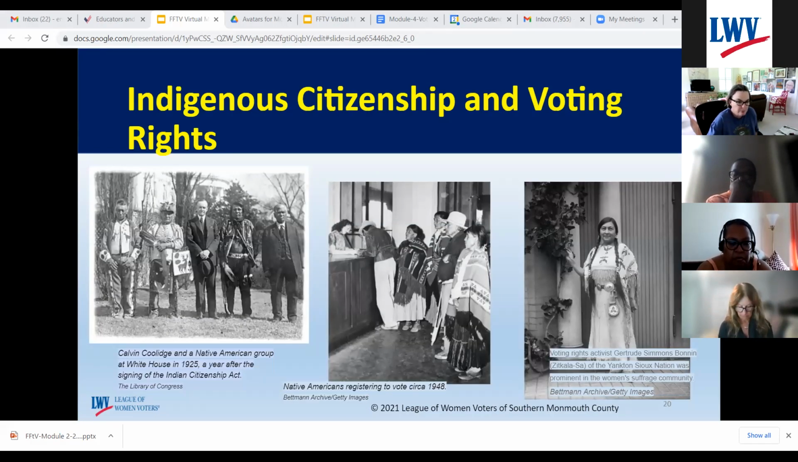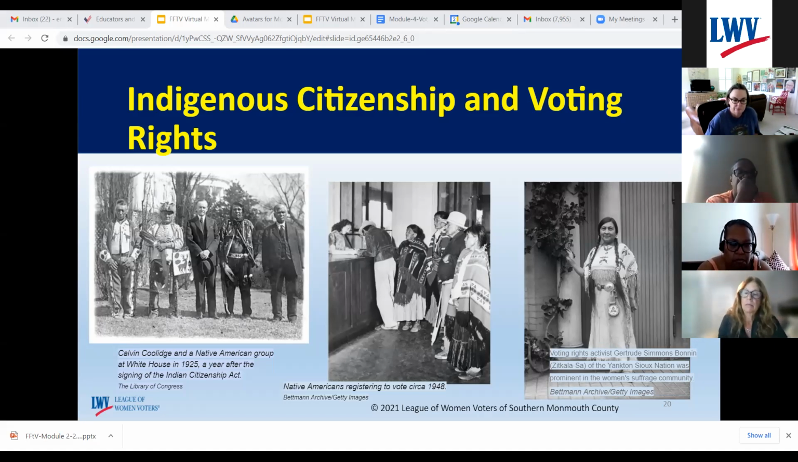Also excluded from the franchise were Native Americans, many of whom were not even US citizens until 1924. Even after 1924, Native Americans in some states were considered wards of the state and were not guaranteed the right to vote until 1965 and the Voting Rights Act.